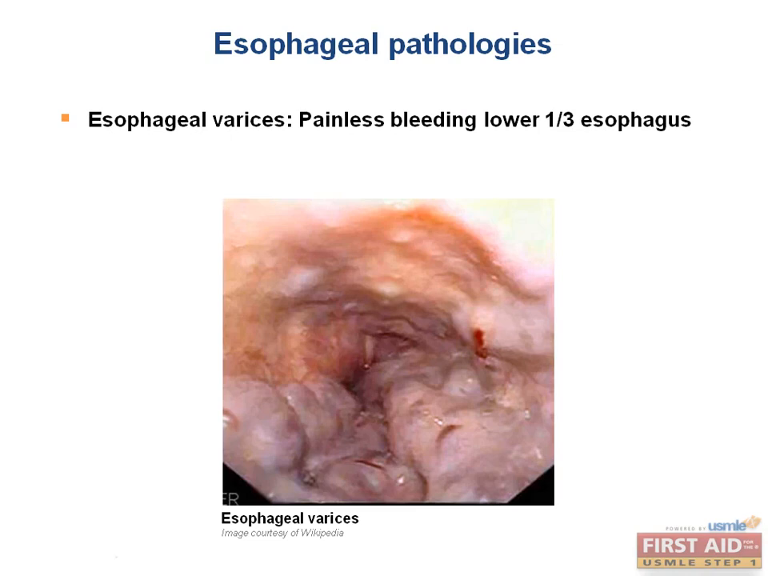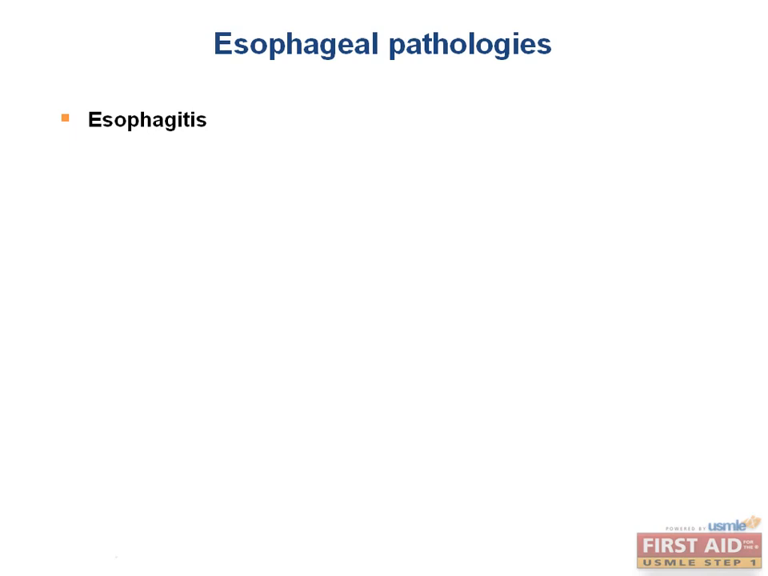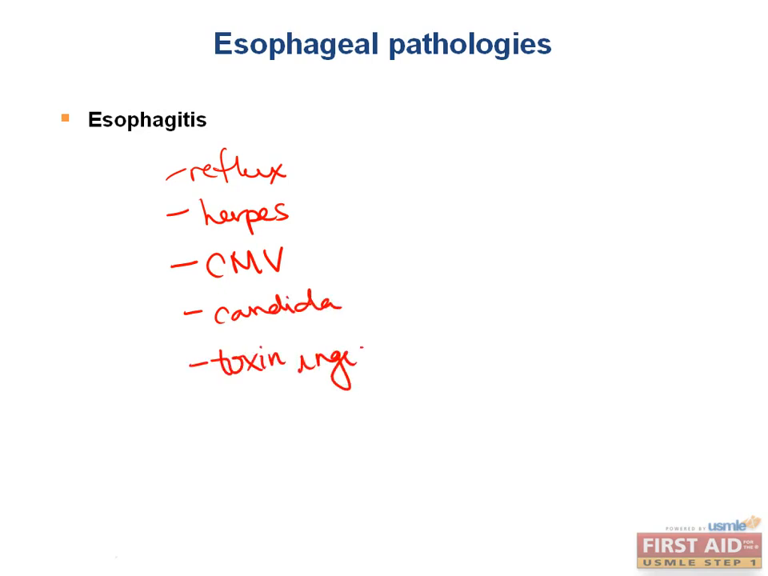Another important esophageal pathology to know is esophageal varices. Esophageal varices we mentioned before in the context of portosystemic anastomoses. This is painless bleeding of the submucosal veins in the lower 1/3 of the esophagus and is a common source of upper GI bleed in patients with liver disease. It's important to remember that this bleeding occurs in the lower 1/3 esophagus. Finally, esophagitis is a general term for conditions associated with reflux, herpes, CMV, candida, or toxin ingestion. These things are important to remember in terms of esophagitis.